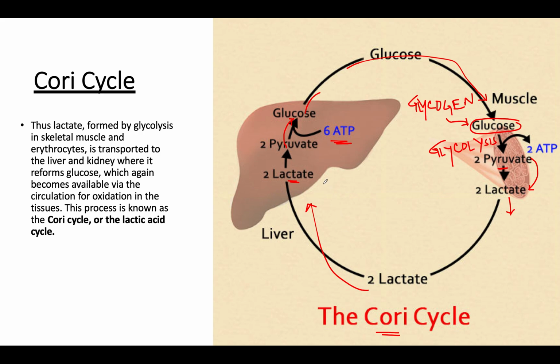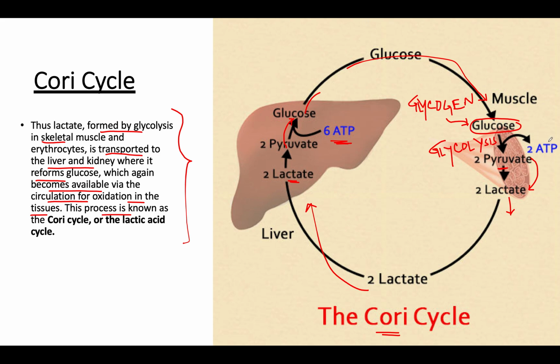So don't get confused if somebody asks you what is the Cori cycle. Cori cycle is exactly what I have drawn here or what I just described here. So thus lactate formed by glycolysis in skeletal muscle and erythrocytes is transported to the liver and kidney where it reforms glucose, which again becomes available via the circulation for oxidation in the tissues. The process is known as Cori cycle. So that's the definition and a short description of Cori cycle.